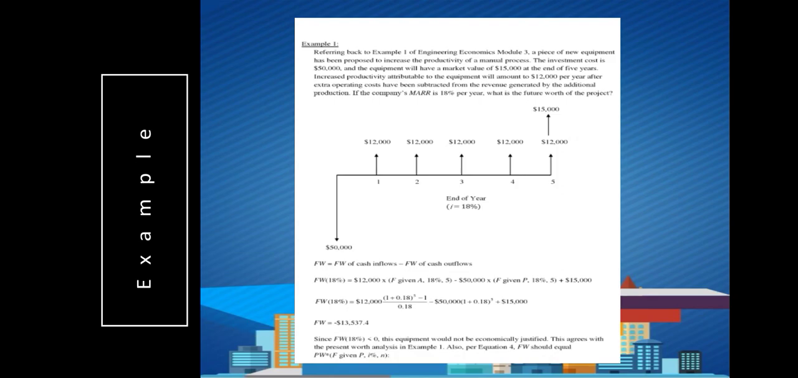Since our future worth is 18%, and it is less than zero because we are negative, this equipment would not be economically justified. Why? Because it does not meet or satisfy our MAR.